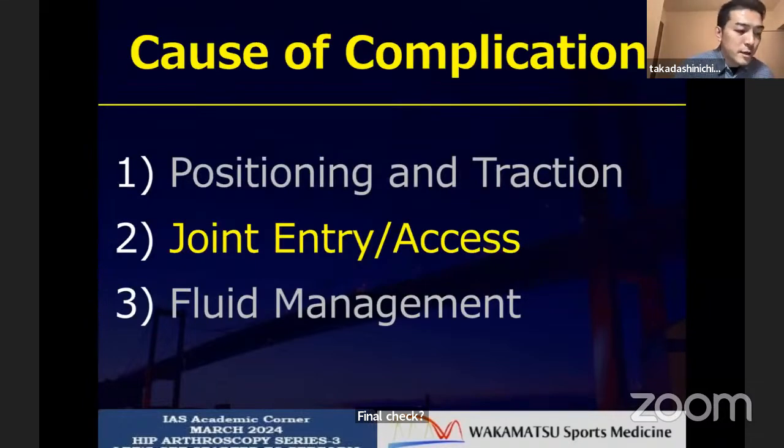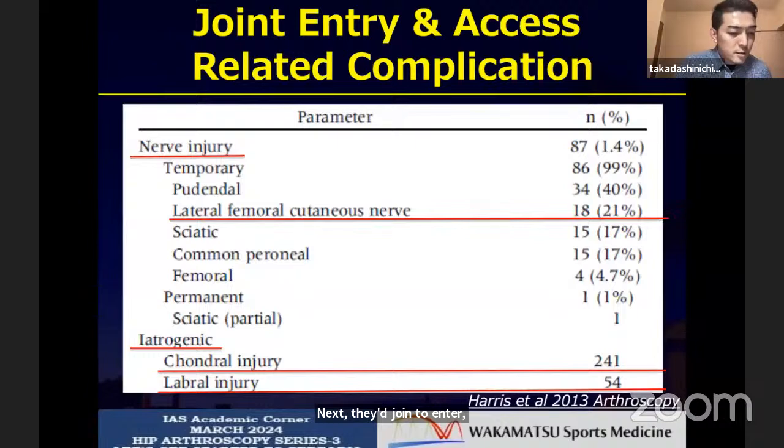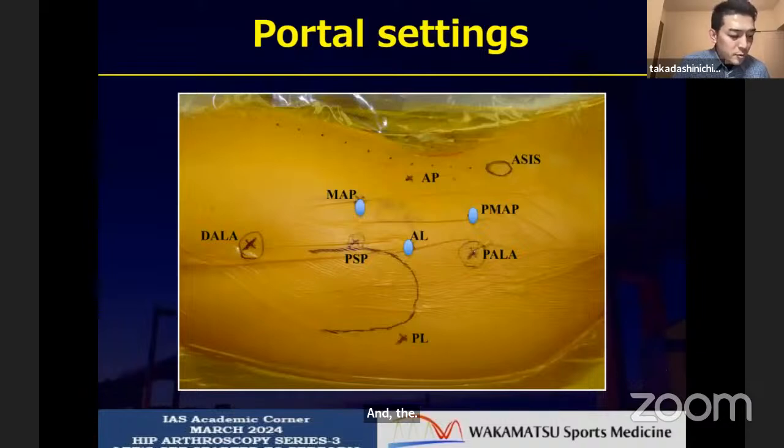Next is joint entry, its complications, and how to prevent these complications. Let me show you a part of the complications related to joint entry and access. Lateral femoral cutaneous nerve injury can be caused by joint entry, and iatrogenic condylar injury is breakage. Here are the portals used in hip arthroscopy. We usually create two or three portals. The anterolateral portal and the mid-anterior portal, called MAP, are necessary, and sometimes we create the proximal mid-anterior portal, called PMAP.